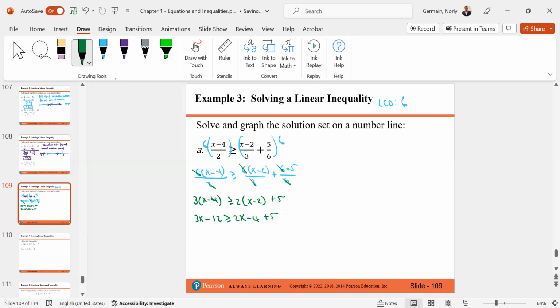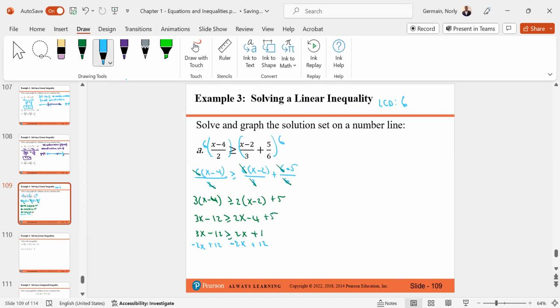Now let's simplify a little bit. We need to simplify each side first. Negative 12 greater than or equal to 2x plus 1. Negative 4 plus 5 is plus 1. Now let's subtract. We're going to subtract 2x from both sides, and we're going to add 12 to both sides.